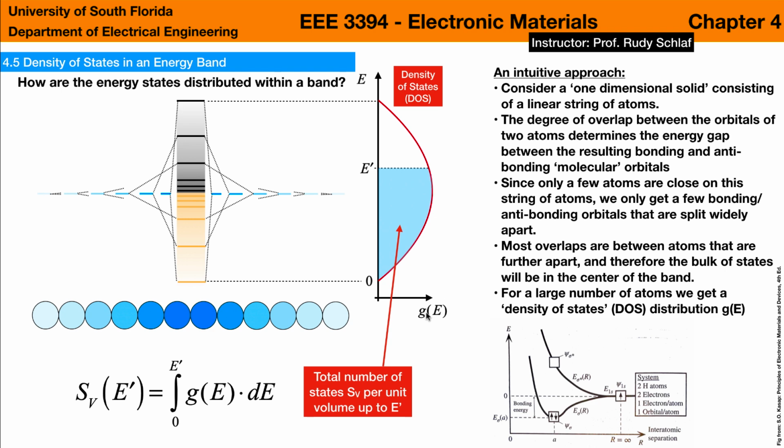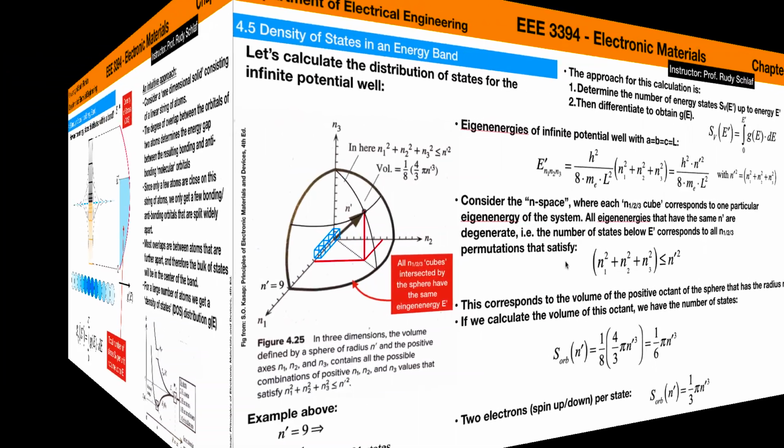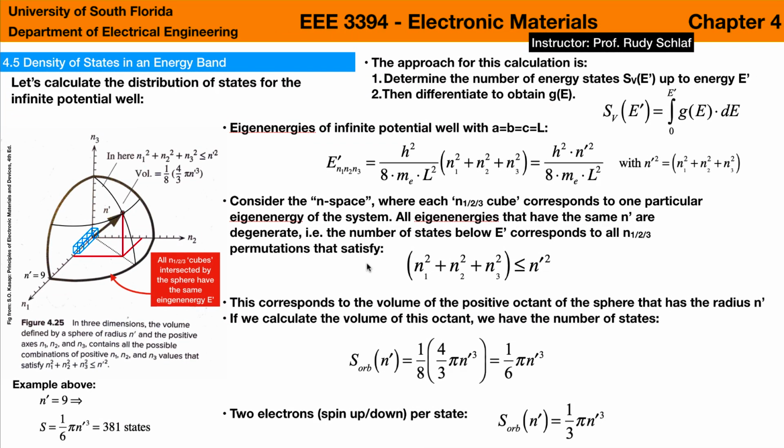Since we now have a density of states function g of E, if we want to determine how many states we have up to a certain energy level E prime, then we need to calculate the integral from 0 to E prime over that density of states function. And then we can calculate the total number of states per unit volume. I just promised you that we would calculate the density of states distribution based on the infinite potential well. So here we go.